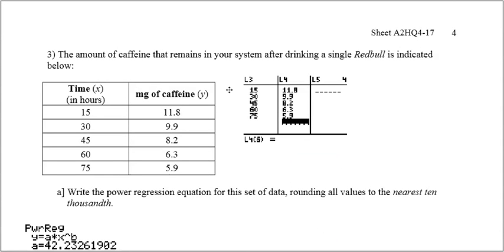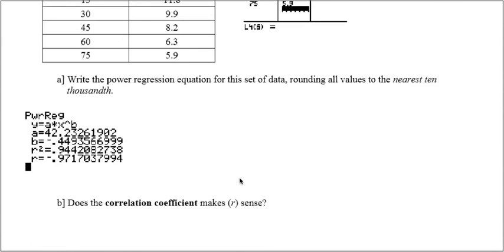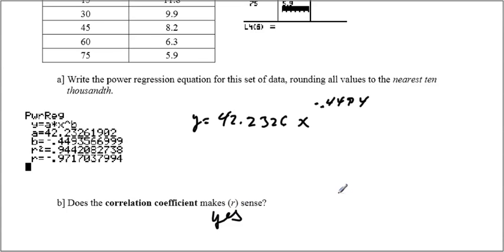Alright, the amount of caffeine that remains in your system after drinking a single tablet, indicated by the time below. So we take this, put it in our lists. You can see I'm using L3, L4 now. We write a power regression for the set of data, so we're taking that value right off of the power regression chart on our calculator. So now we have y is equal to 42.3266 x to the power of b, which is negative 0.4494. Good. Correlation, yeah, we keep going down, so yes. As the time expires, the caffeine diminishes.